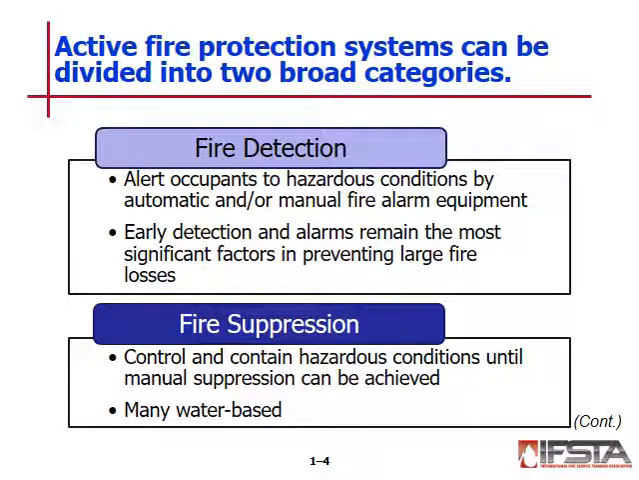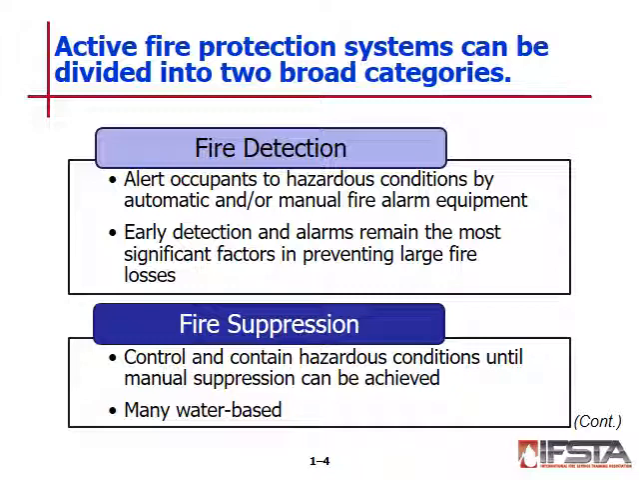Our active fire protection systems can be divided into two very broad categories, and that is your fire detection and fire suppression systems. Again, remember, our fire detection systems alert occupants to the hazardous conditions or changing fire conditions by automatic and/or manual fire alarm equipment. The early detection of a fire and the signaling of an appropriate alarm remains the most significant factor in preventing large losses of life due to fire. Okay, let me repeat that. The early detection of a fire and the signaling of an appropriate alarm remains the most significant factor in preventing large losses of life due to fire.